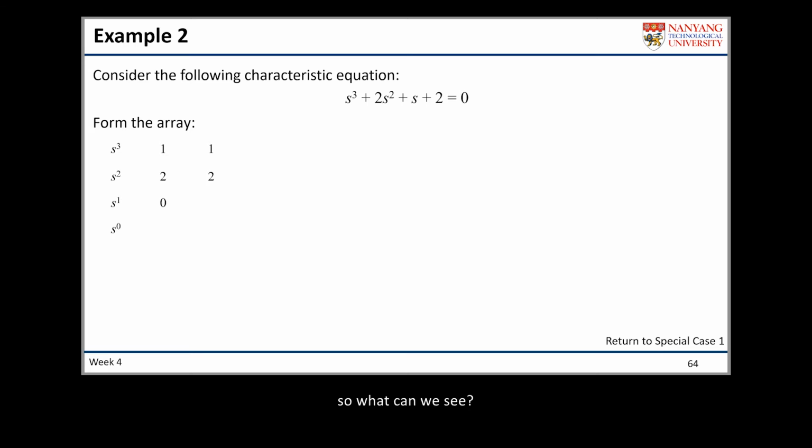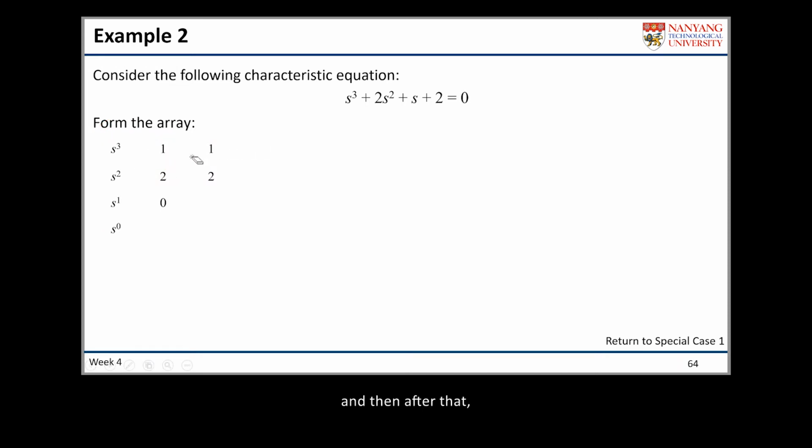So what can we see? We cannot conclude anything, right? The necessary conditions are met, but we cannot conclude the stability of the system. So we have to form the Routh array. I start from s3, s2, s1, s0, as we did before. Then we put in all of the coefficients from the characteristic equation: 1 from the coefficient of s cubed, 2 from s squared, another 1 from s, and 2 from the constant.